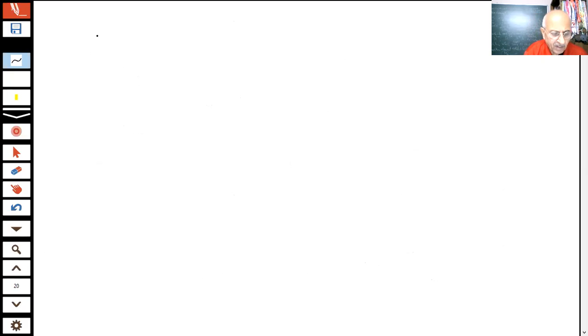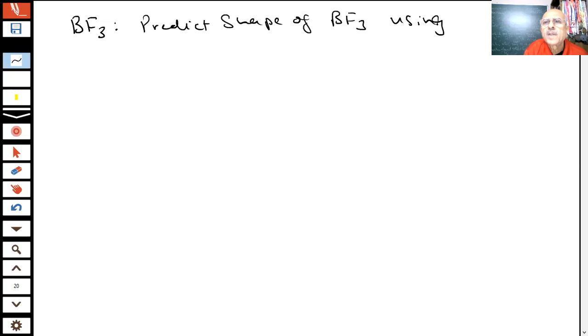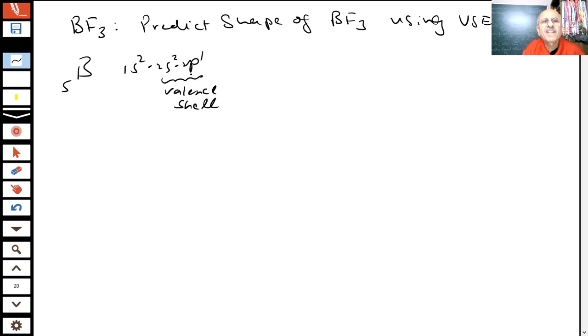Supposing you have students a BF3 molecule and they say predict the shape of BF3 using valence shell electron pair repulsion theory, student. What is the atomic number of boron, student? It is 5, 1s2, 2s2, 2p1. This is my valence shell. Outermost shell is a valence shell, student. How many electrons are there in the valence shell?